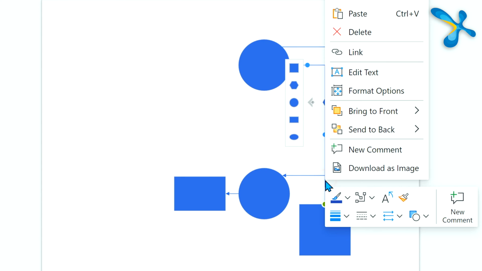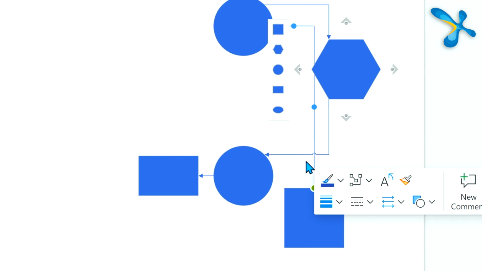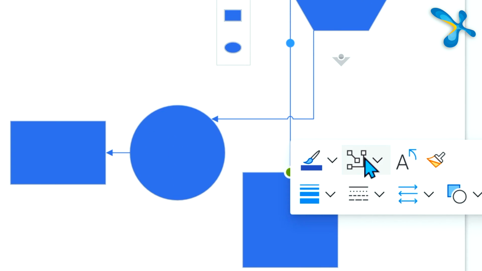Often, diagrams get complicated and those lines which connect shapes can overlap each other. So there's a nice feature called show line jumps. So wherever a line crisscrosses, it will show a nice jump. That is how professional diagrams are drawn.